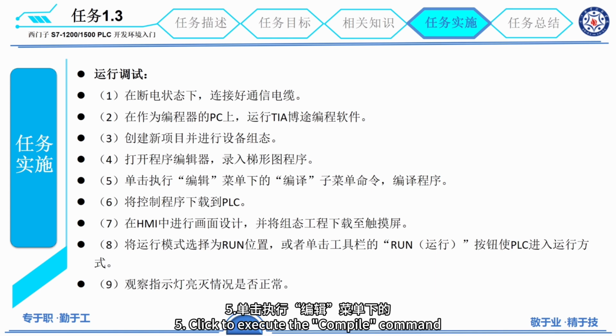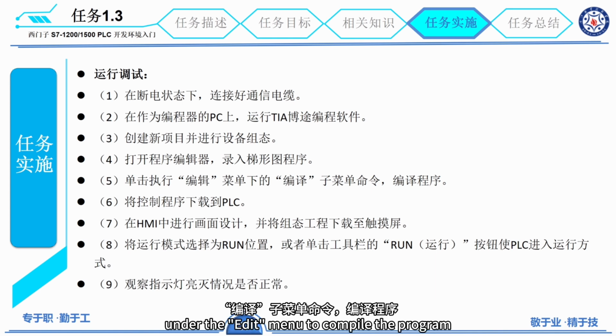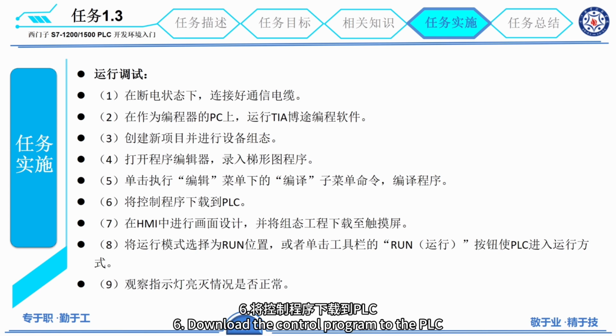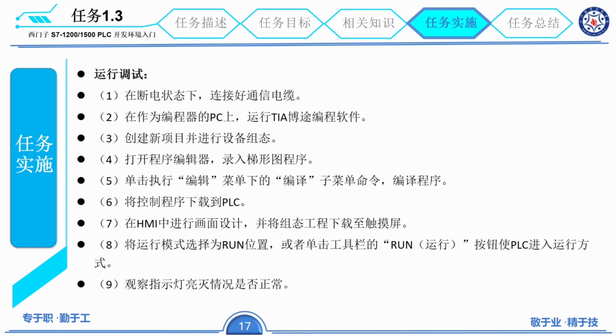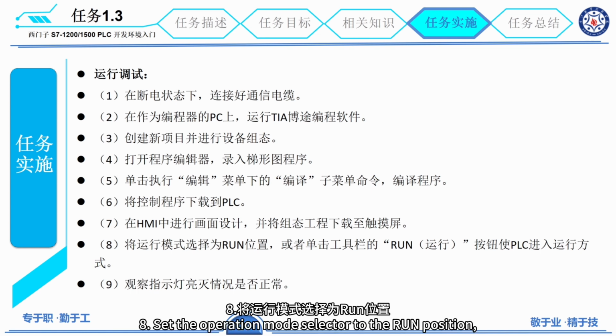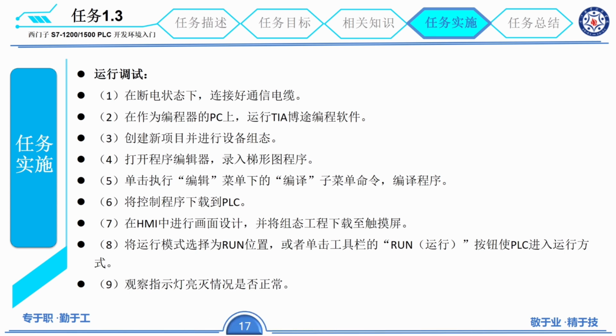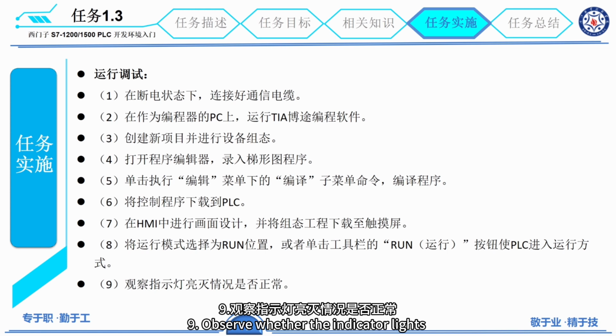Fifth, click to execute the compile command under the edit menu to compile the program. Sixth, download the control program to the PLC. Seventh, design the HMI screen and download the configuration project to the touch panel. Eighth, set the operation mode selector to the run position, or click the run button on the toolbar to put the PLC into run mode. Ninth, observe whether the indicator lights turn on and off correctly.